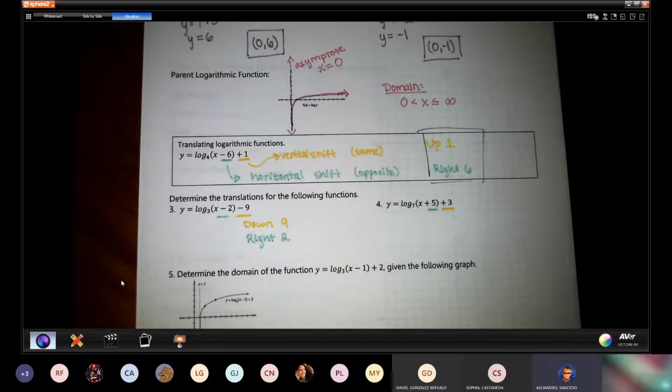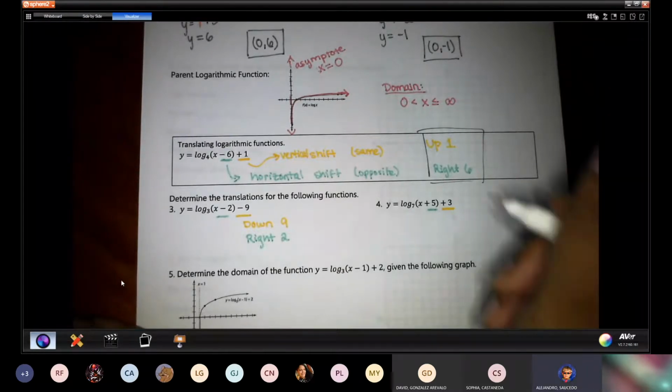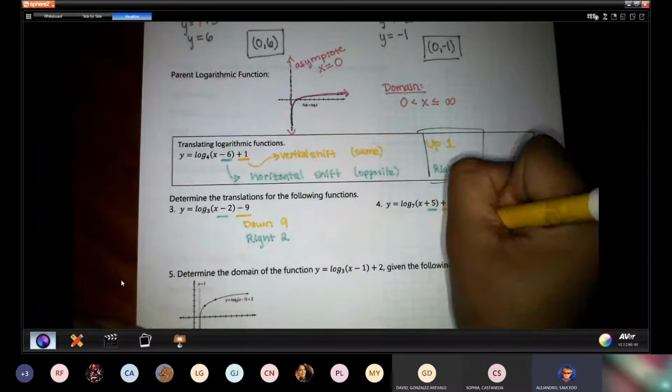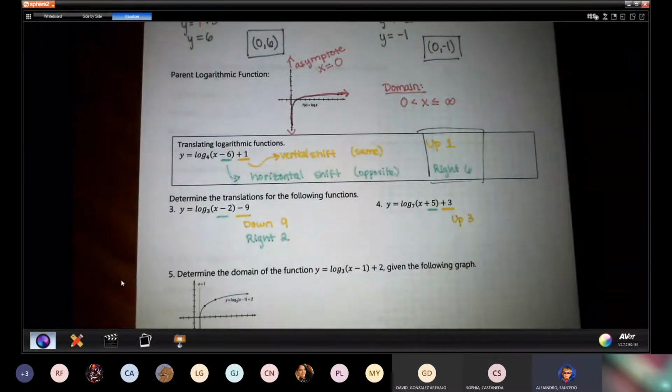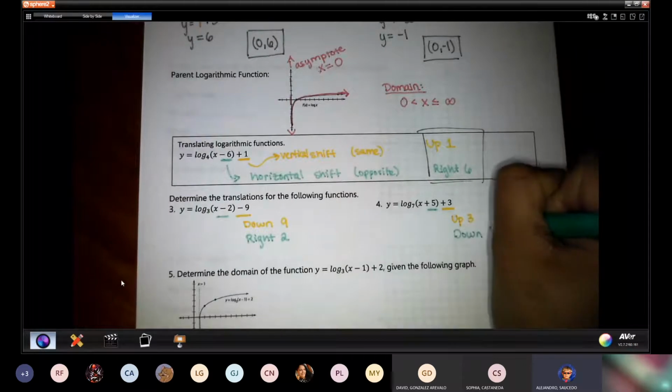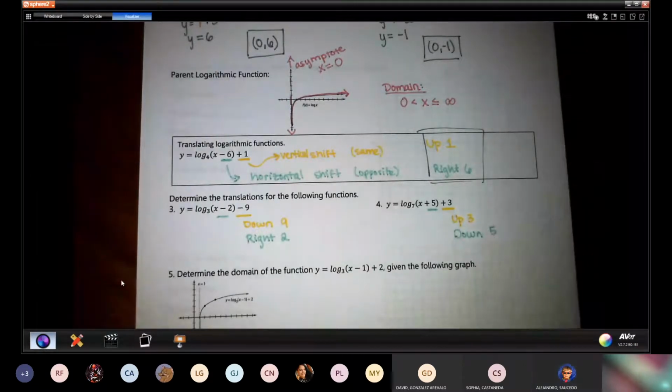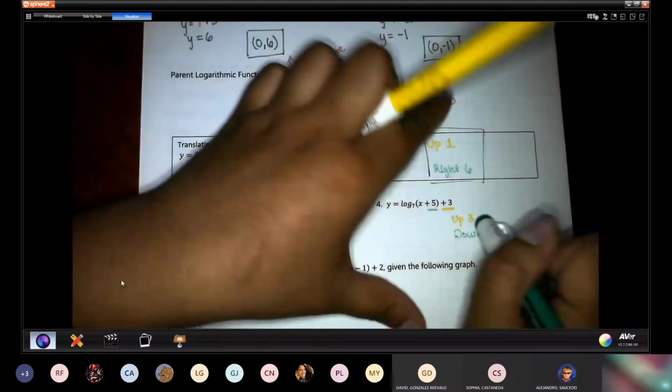Up 3, left 5. Everybody type it. Thank you, April. No, April, you're wrong. Shh. It's not Spanish class. It's not Indian class.